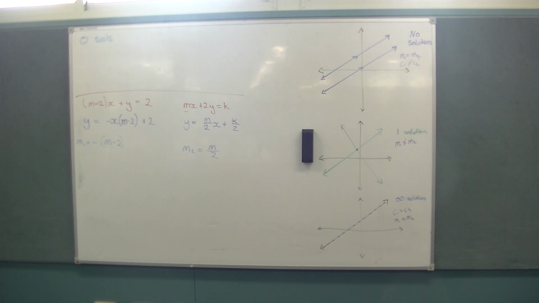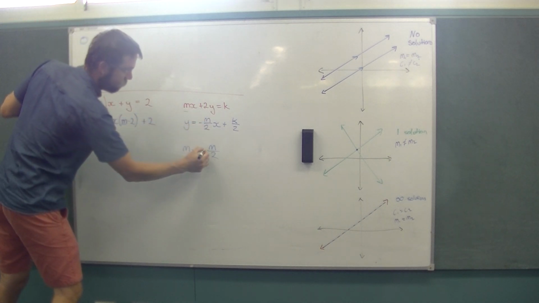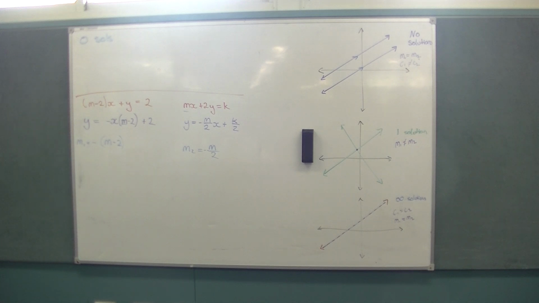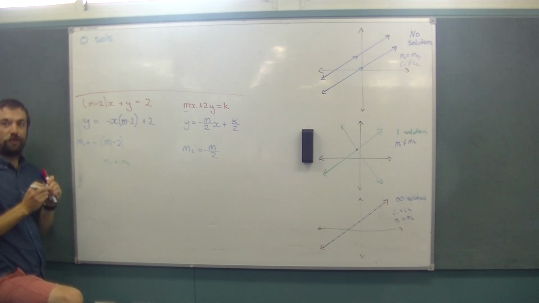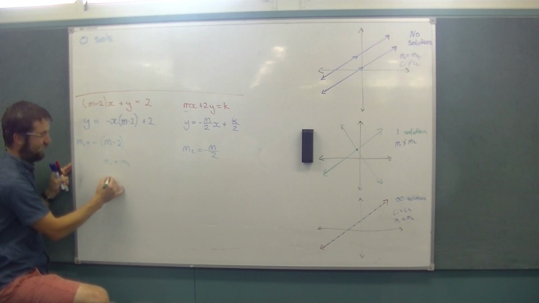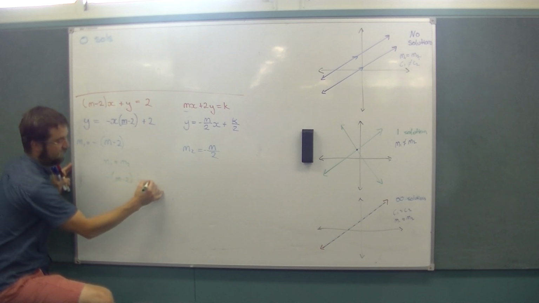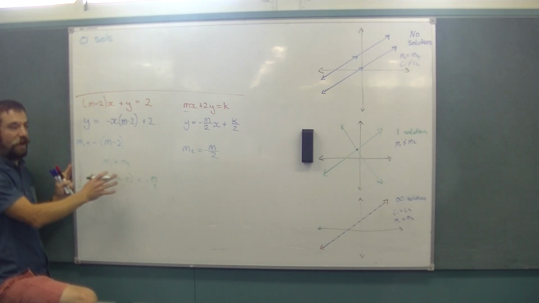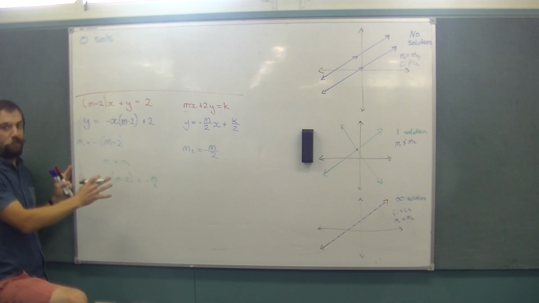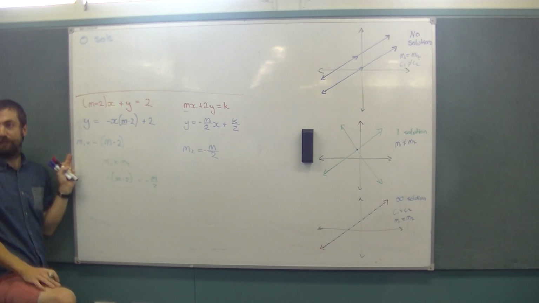Is it negative m over 2? Yes, you're right. I've moved that across, so that should be a negative. Good pick up. So what was I trying to prove again? Same gradient. m1 equals m2. Substitute m2 into m1: negative m minus 2 is equal to negative m over 2. So if I find whatever number makes this true, that will mean there are no solutions for that value of m.